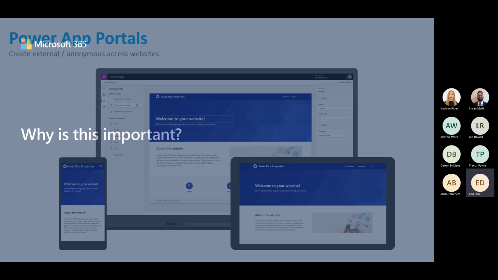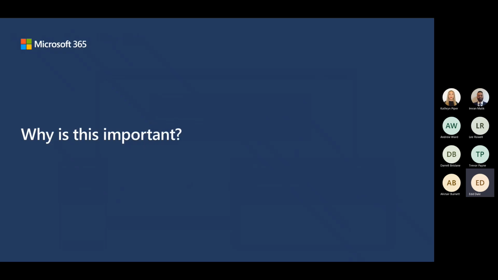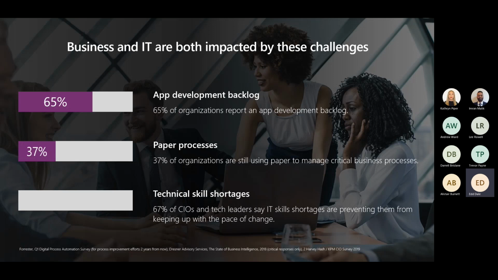So why is this important? Why are we talking about Power Apps at the moment? Well, like we said at the beginning, 65% of organizations report an app development backlog. The fact that IT can't deliver apps fast enough, and businesses don't have the solutions they need to provide differentiated, streamlined customer experiences. 37% of organizations are still using paper to manage critical business processes.